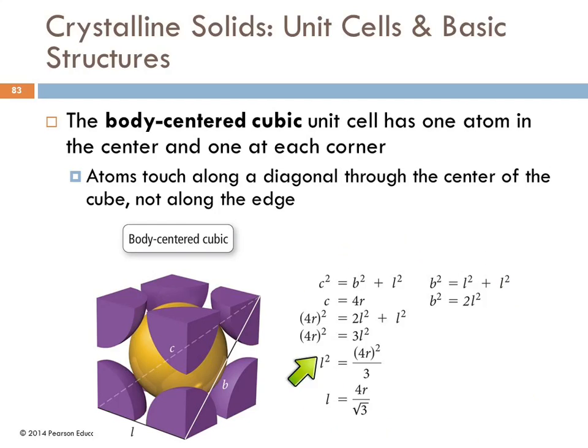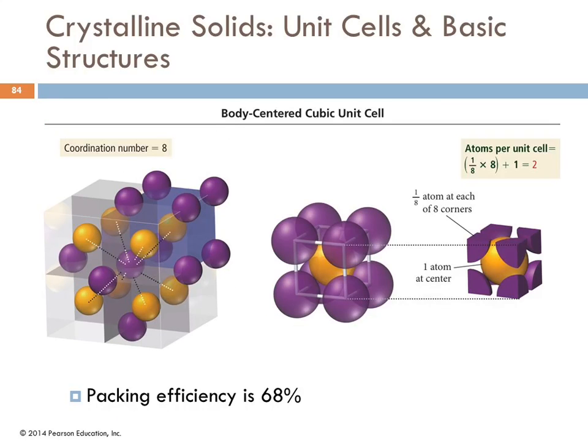If you're interested, here's the math behind finding out what L is. It involves a little bit of geometry. The length of the side is 4 times the radius divided by the square root of 3. Now if we look at the coordination number here, focusing on this purple ball, we see that he is in contact with 8 other atoms. Higher packing efficiency.